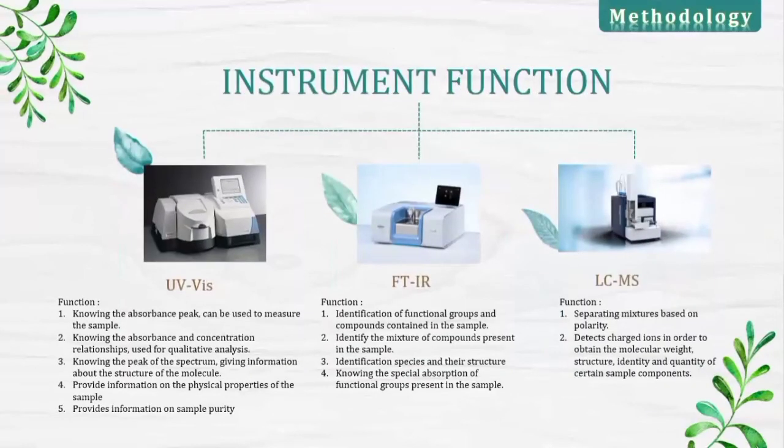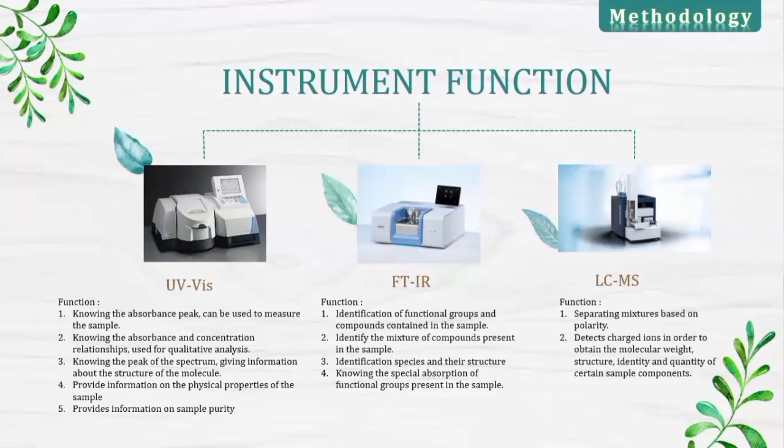In this practicum, 3 instruments are used. 1. Instrument function of UV-Vis: knowing the absorption peak can be used to measure the sample. 2. Knowing the absorbance and concentration relationship, used for qualitative analysis. Qualitative analysis is based on the specificity of UV-Vis spectroscopy. A sample absorbs light of one or more distinct wavelengths with specific maximum absorbance values. For this reason, each sample has a characteristic and unique UV spectrum that can be used for its identification, in particular by comparing the spectrum of the sample with spectra of pure compounds. 3. Knowing the peak of the spectrum gives information about the structure of the molecule. For example, specific functional groups of a molecular structure, such as C=C or C=O, absorb at specific characteristic wavelengths. 4. Provide information on the physical properties of the sample, and last, provide information on sample purity.